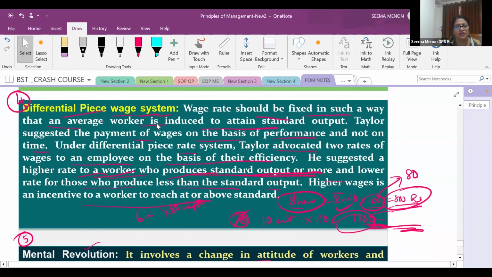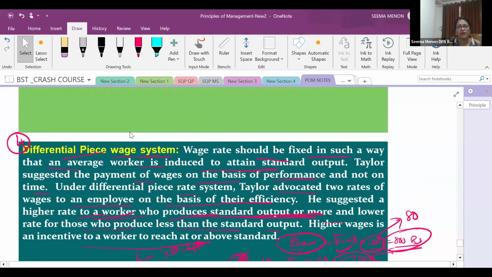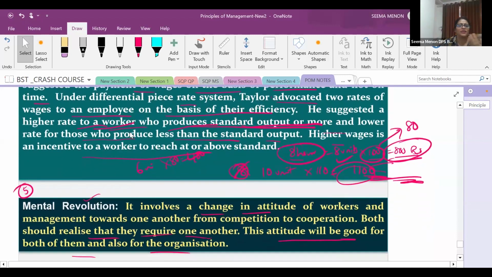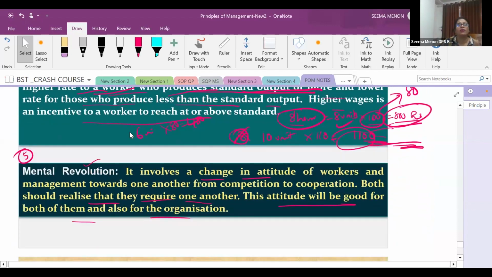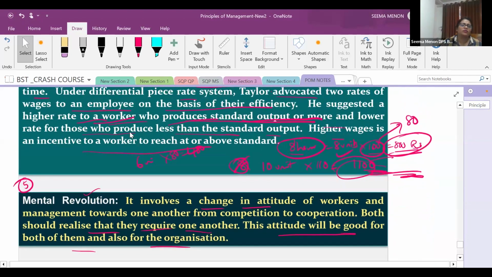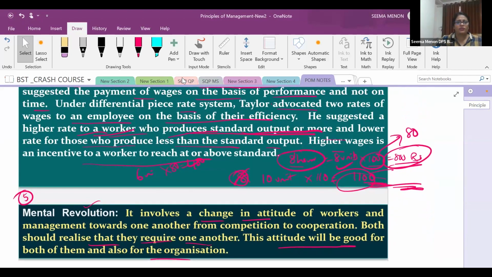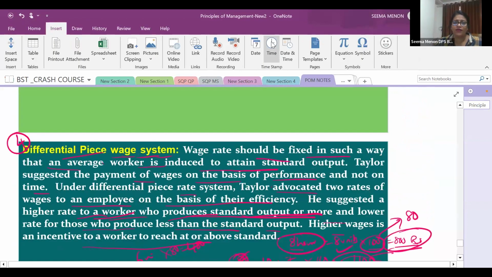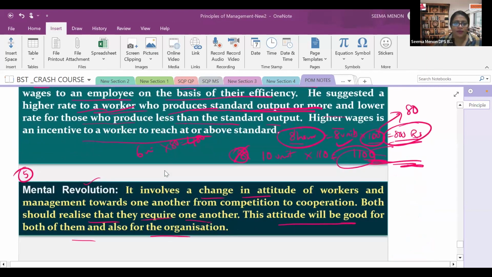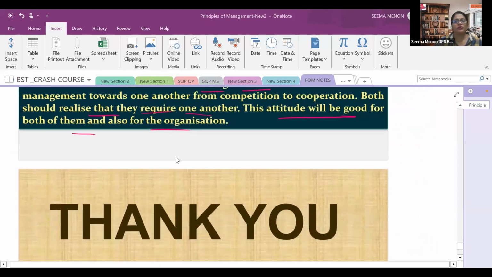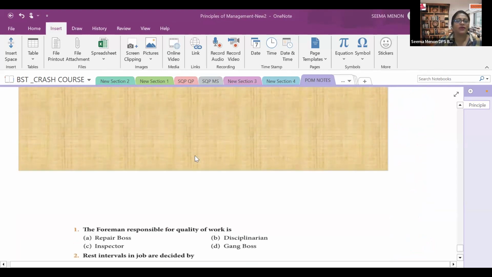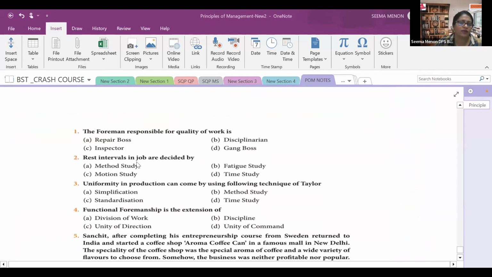Now, differential piece wage system. Here, we have to see the efficiency of the worker and those who are working better. So there should be a standard output you have to maintain. Those who produce beyond the standard output should get higher wages, and those who work less than that standard output should get lower wages. I hope you are able to understand whatever I discuss. Then comes mental revolution. Both should change their attitude. They should feel that each one of them is working for the other. So that is another great thing.